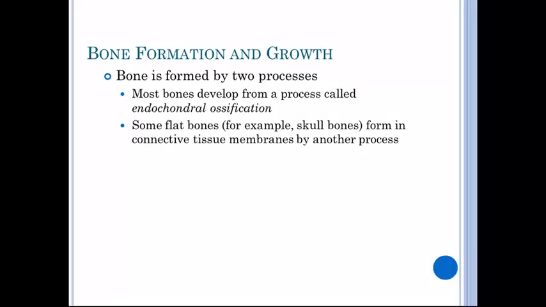Bone formation and growth. Bone is formed by two processes. Most bones develop from a process called endochondral ossification, which is the process of forming bones from cartilage models. Some flat bones form in connective tissue membranes by other processes, like the skull bone.